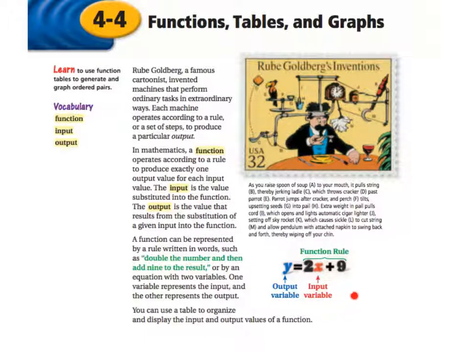If we look at this equation, and this is an equation because it has an equal sign. Anything that has an equal sign is an equation. We have two variables here. We have y is equal to 2 multiplied by x and then added to 9. So this is the function rule. And what we're saying is we can put a number in for x and then multiply it by 2, add it to 9, because we have to follow order of operations, and we will get an output for y.